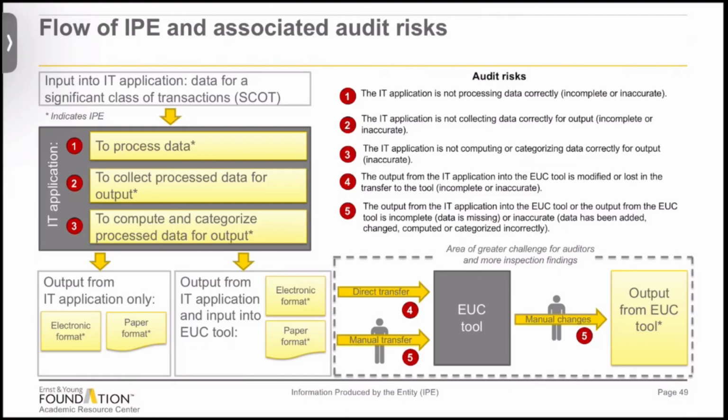Okay, so this is just a summary of the flow of the IPE and all the associated audit risks from risk 1 to risk 5. Okay, so that ends our discussion for Module 5, Information Produced by the Entity or IPE.